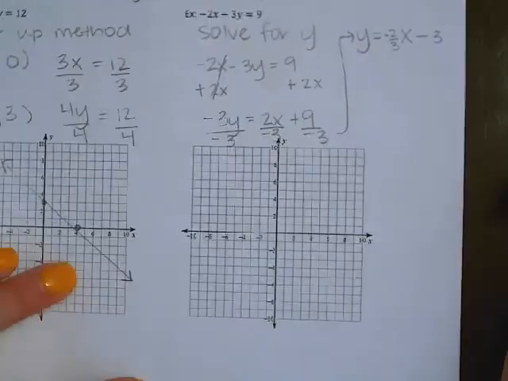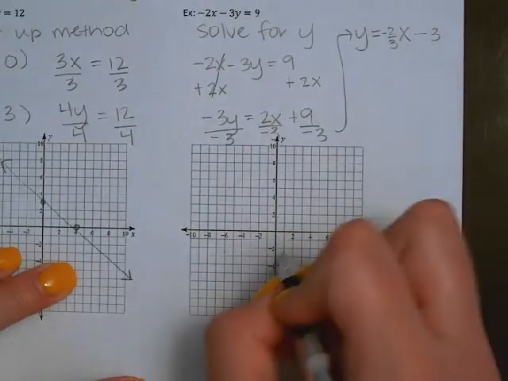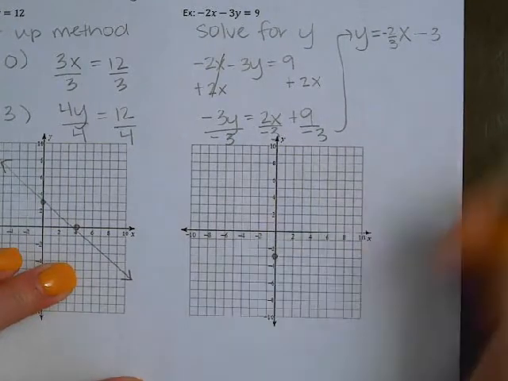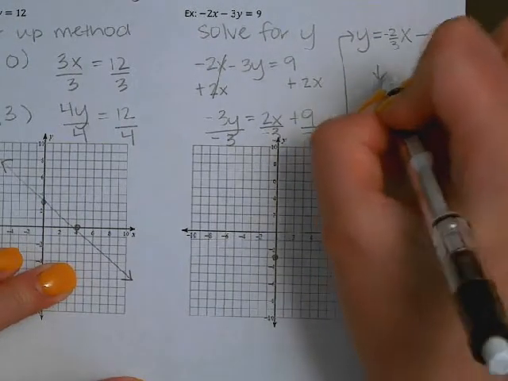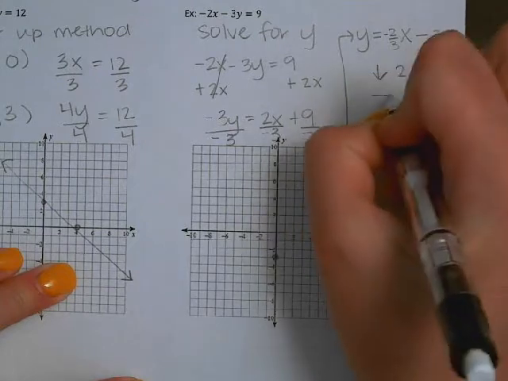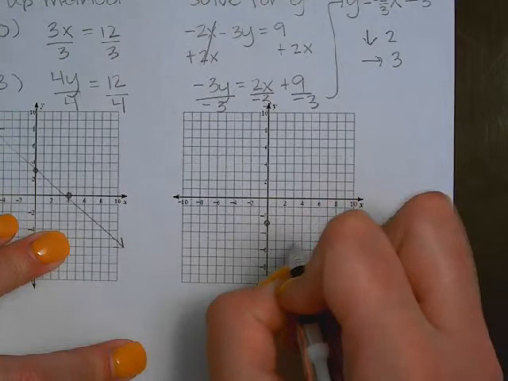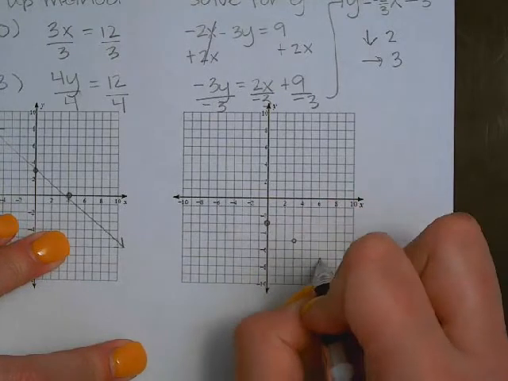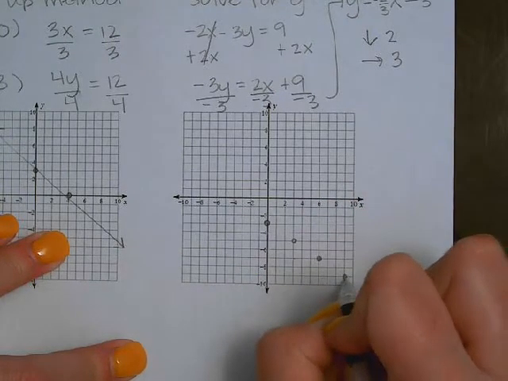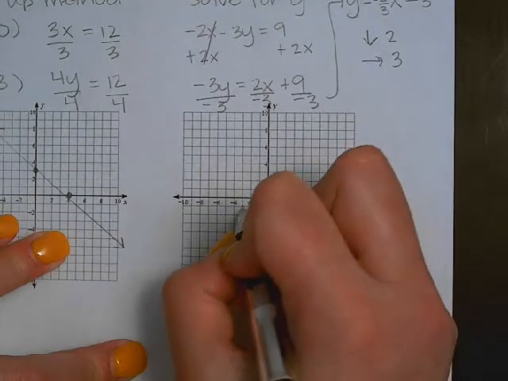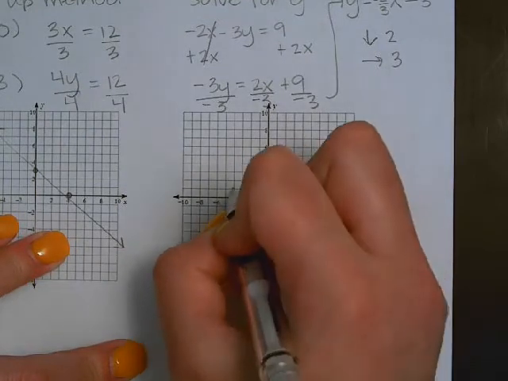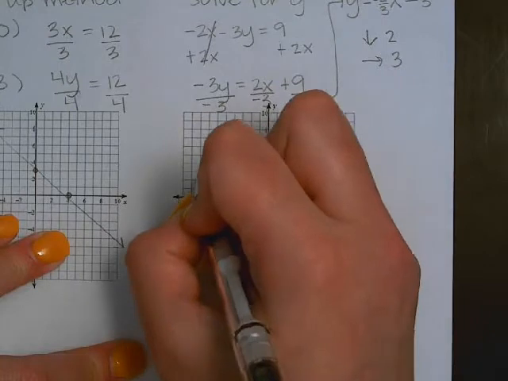Now it's slope-intercept. So now we're going to say the y-intercept is negative 3. And for the slope, we're going to do down 2 to the right 3. So down 2, right 3, down 2, right 3. And same thing in the opposite direction. And then we have our line.